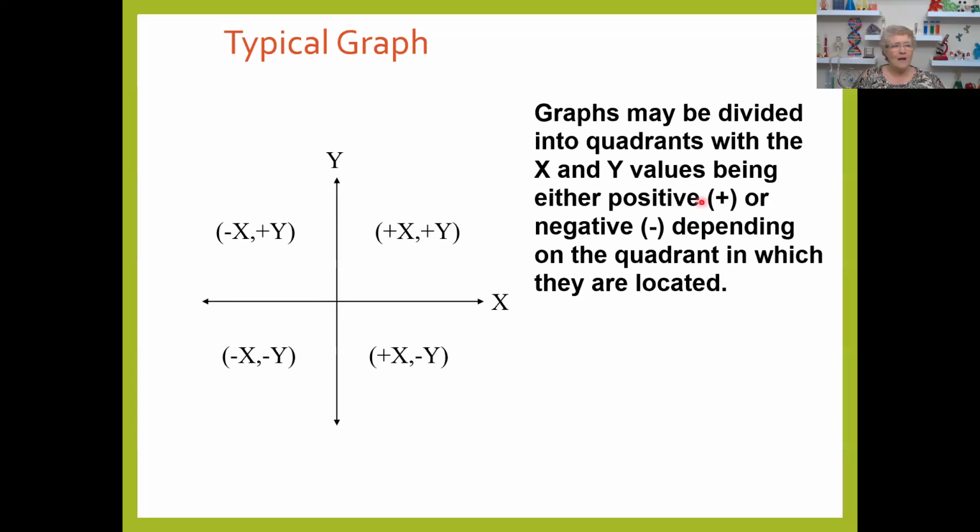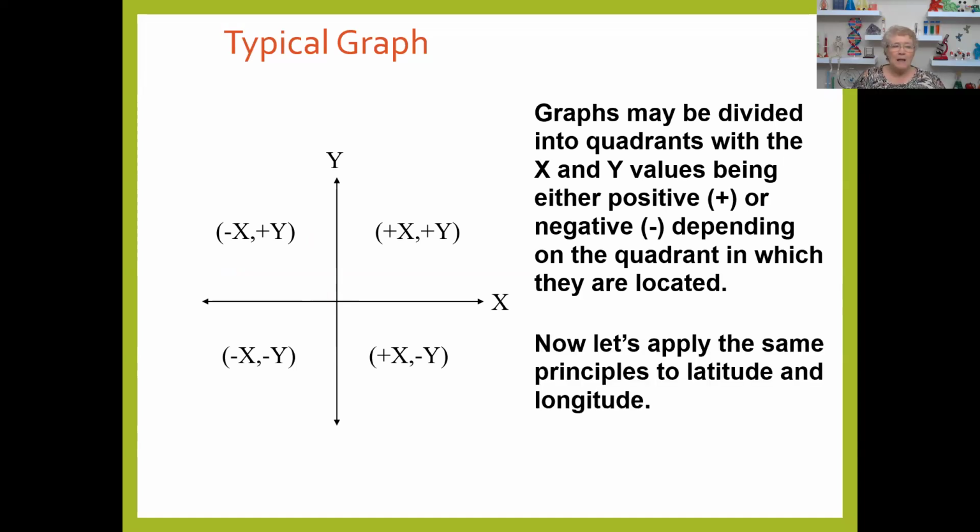The x and y values, when you have four quadrants like this, are either positive, meaning above the line or to the right of the line, or negative, meaning below the line or to the left of the line, depending on the quadrant that we find them in.